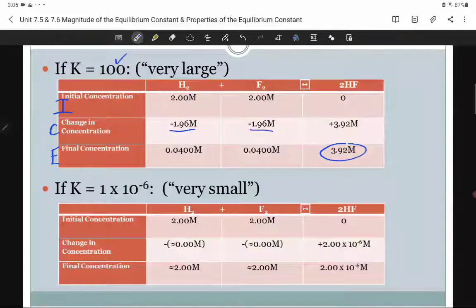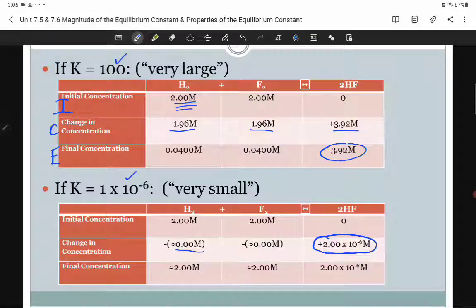So if the Ks are large, these changes in concentration are significant. What I mean by that is they have a significant effect on the initial amounts, as opposed to if the Ks are small. And if the Ks are small, that's approximation. That's what that stands for. It means it's virtually 0. Not 0, but virtually 0. That's the actual number in this particular reaction for the change.